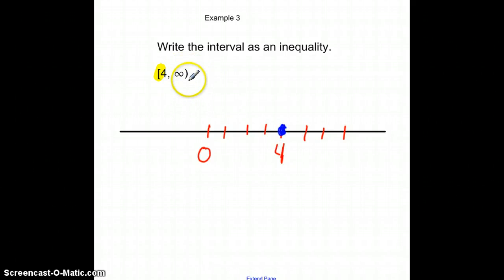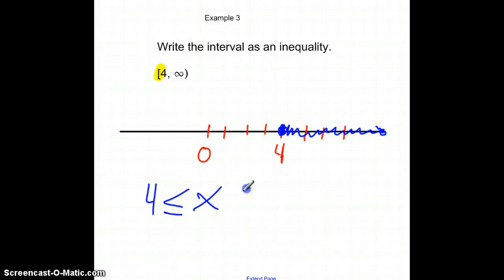Infinity, technically we can never get to infinity, so anytime we have infinity, it'll always be what we call open. All right, so here they want to know from 4 to positive infinity. So that's how we would do it. That's what it would look like on a graph. If we want to write it as an inequality, well, then we would say x is greater than or equal to 4, and that's really it.